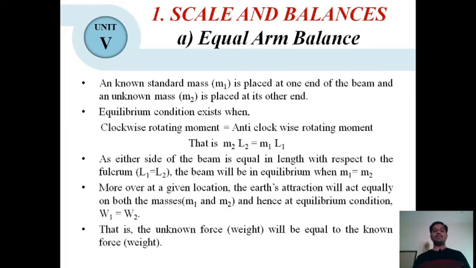we have to find. Moreover, at a given location, the Earth's attraction will act equally on both the masses M1 and M2, and hence the equilibrium condition W1 is equal to W2. So that is, the unknown force or weight will be equal to the known force or the known weight.